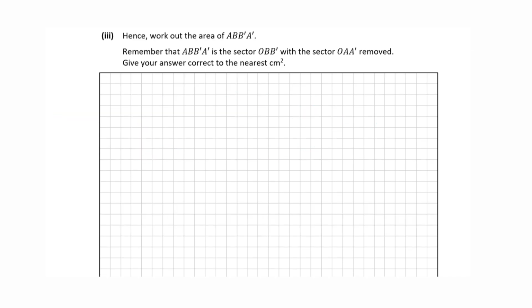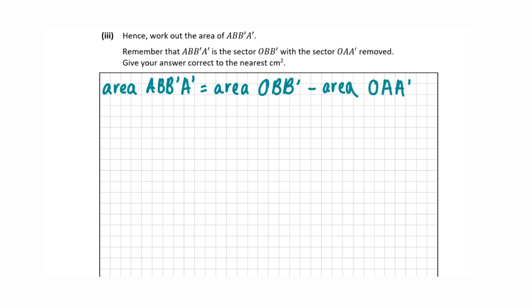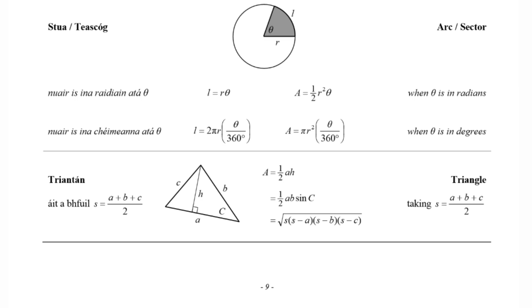In part III, they want you to work out the area of AB, B dash, A dash, and they want you to remember that this area is the sector OB, B dash minus OA, A dash. Looking at this, you can see that we're going to have to find the area of two sectors. To do that, we need to use a formula from page 9 of the Formula and Tables book. Here's page 9, and we're going to be using this formula here to find the area of a sector.